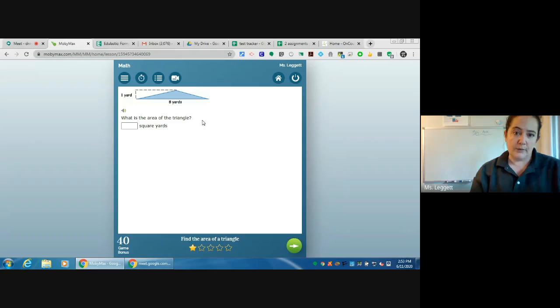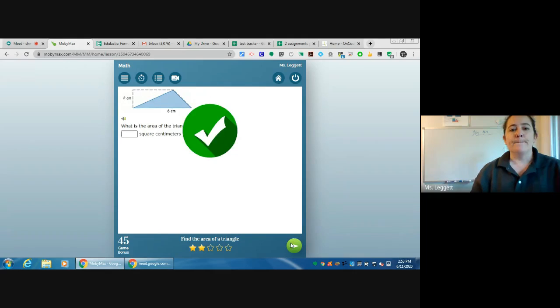Let's see. What is the area of the triangle? Again, it's shaded blue. And out here, your 1 yard of a height is perpendicular to the 8-yard length of the base of the triangle. 1 times 8 is 8. 8 divided by 2 is 4. Six times 2 is 12. 12 divided by 2 is 6.